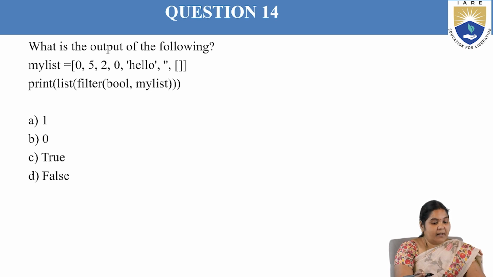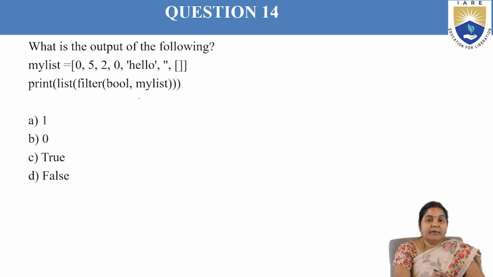Now, what is the output of this question? There is a list which contains 0, 5, 2, 0, a string hello, an empty string, and one empty list. Now, what are we trying to do here? We are applying a filter function. It is going to filter using the Boolean function, and this Boolean is going to be applied on my list.